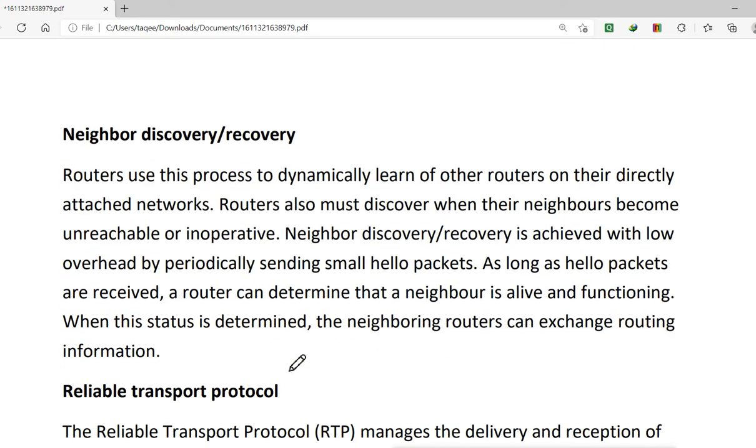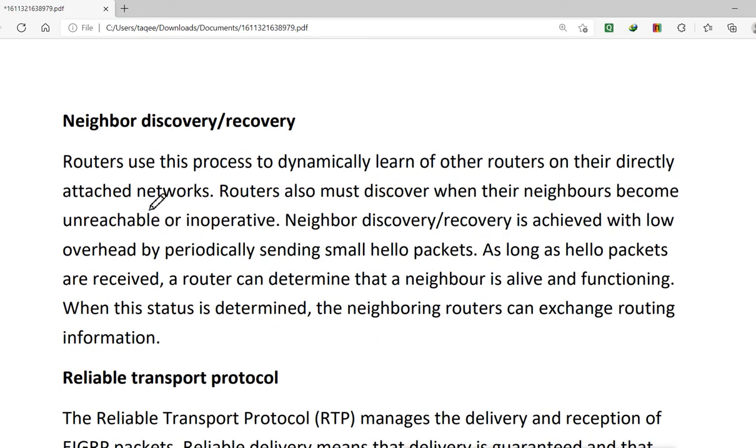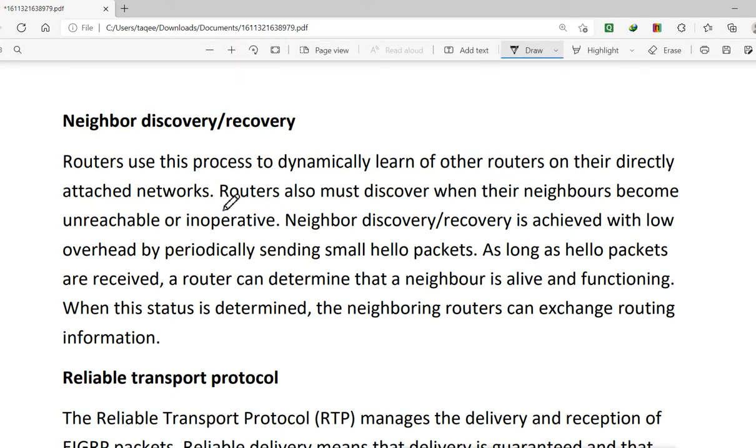Then what is neighbor discovery and recovery? The router uses this process to dynamically learn of the other routers on the directly attached network. Routers also must discover when their neighbors become unreachable or inoperative. Neighbor discovery and recovery is achieved with low overhead by periodically sending small hello packets.